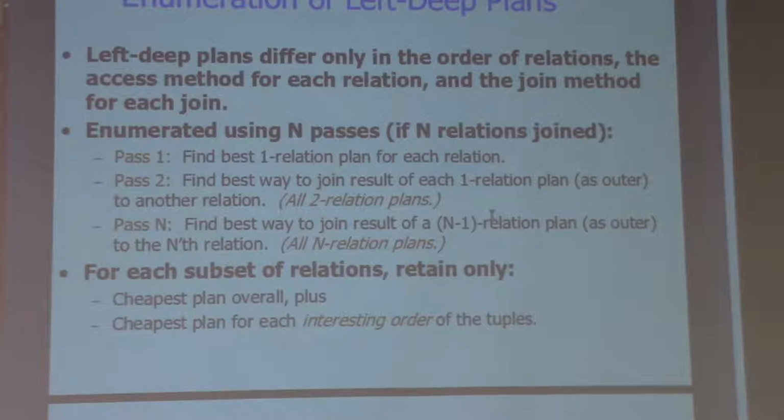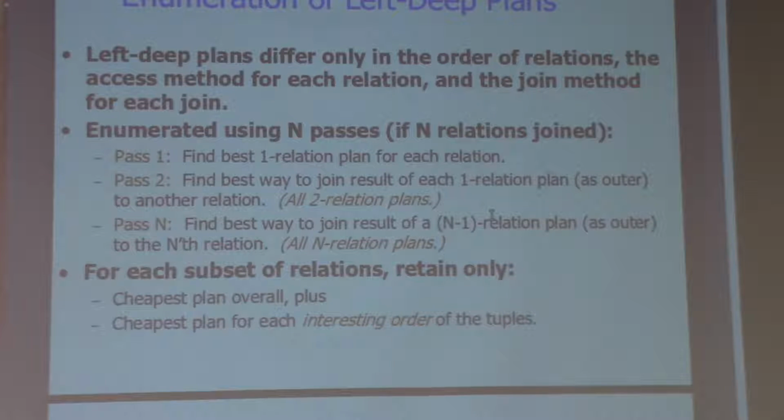So how do we do this? First of all, the algorithm proceeds in rounds, or phases, or passes. In particular, it goes on for n passes if there are n relations to join. In pass number 1, you simply find the best one-relation plan for each single relation. So you have n relations.